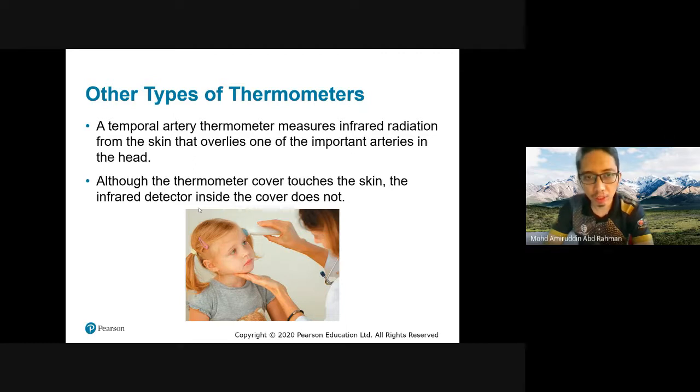Although the thermometer cover touches the skin, the infrared detector inside the cover does not. Basically, if you want a very accurate measurement from the thermometer, the distance from the infrared detector to your body should be contained, it should be covered, in order to avoid any significant changes due to the temperature of the environment. So that's the principle of the infrared detector.